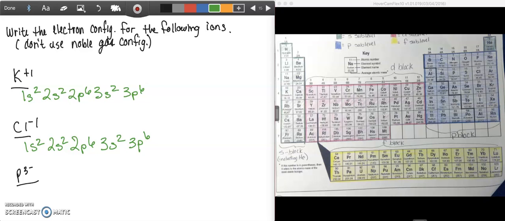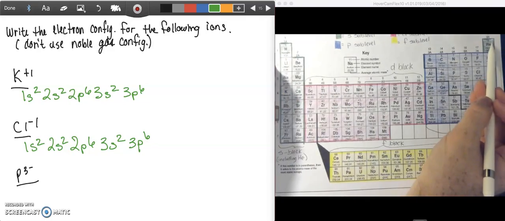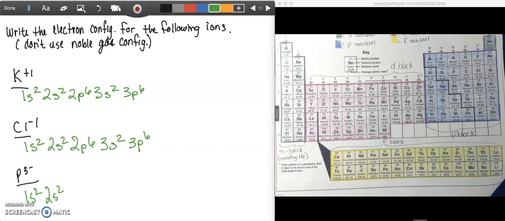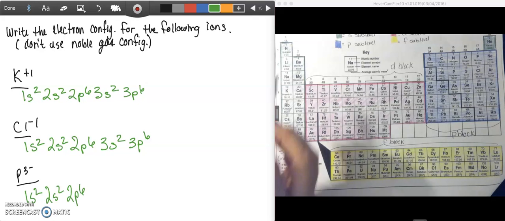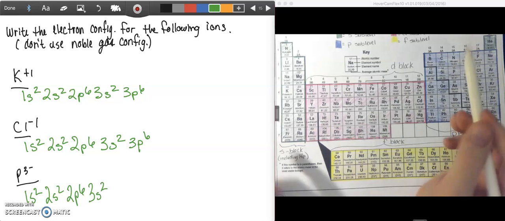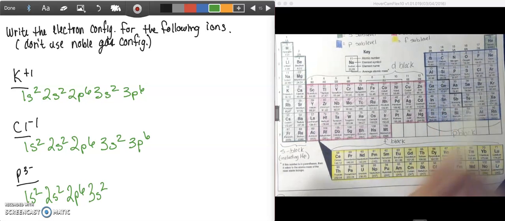All right, let's do phosphorus next. Okay, let's go through the spiel. We'll start with the neutral, and then we'll get the ion. 1s2, 2s2, 2p6, 3s2, 3p1, 2, and 3.